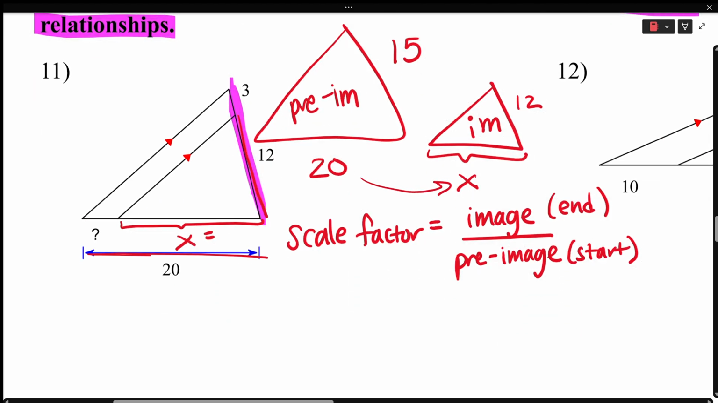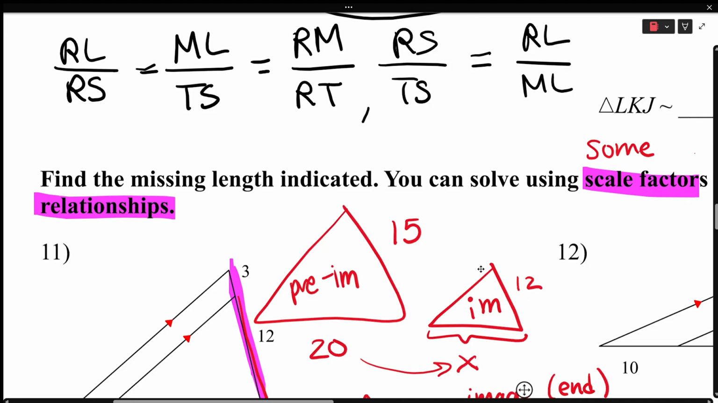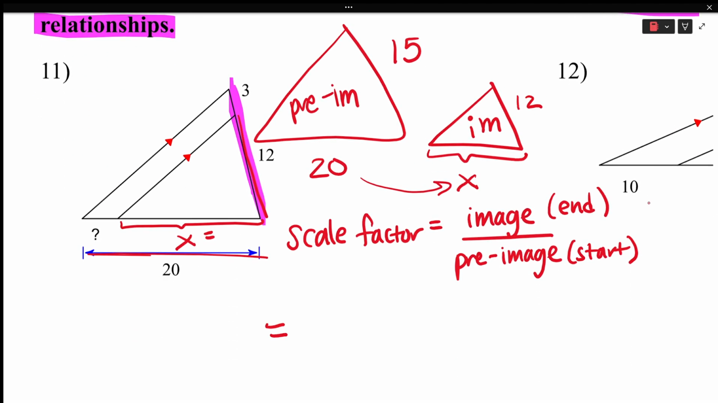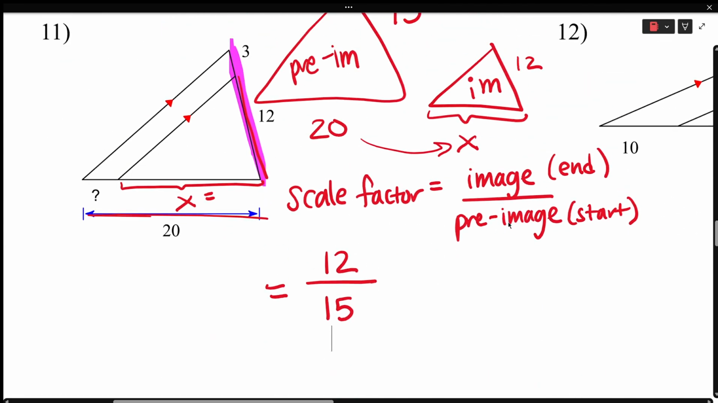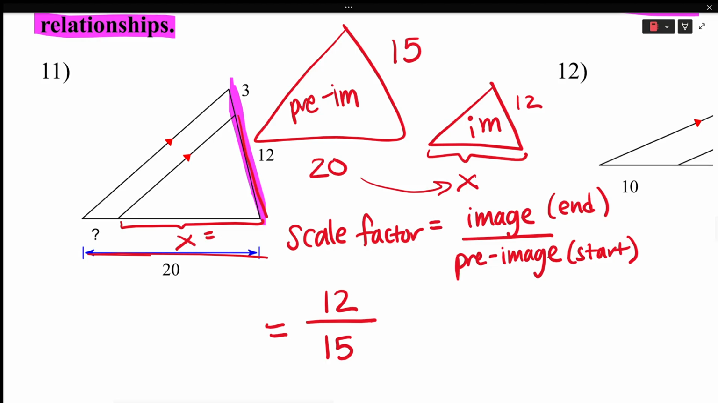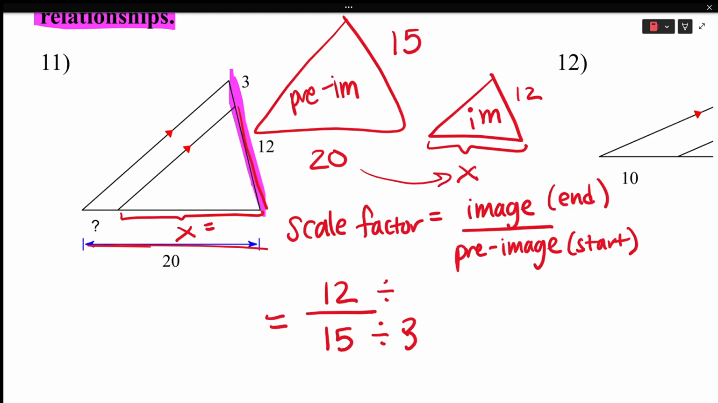So how do we go from 20 to x? What is x going to be? So we're going to use these two sides, 15 and 12, to set up our scale factor. So we said 12 is the image, 15 is the pre-image. And this makes sense. We're going from the bigger triangle to the smaller one. So if we're getting smaller, we're shrinking. Our scale factor, 12 over 15, has to be less than 1, which is true. Let's simplify this. Both of them are divisible by 3. So 12 divided by 3, that's 4. 15 divided by 3 is 5. So our scale factor is 4 over 5.